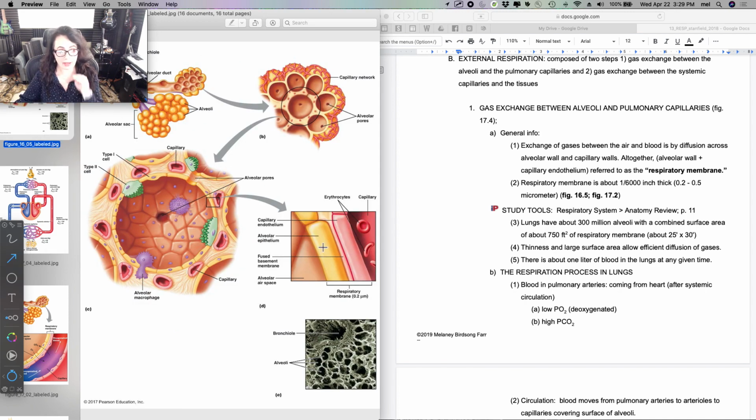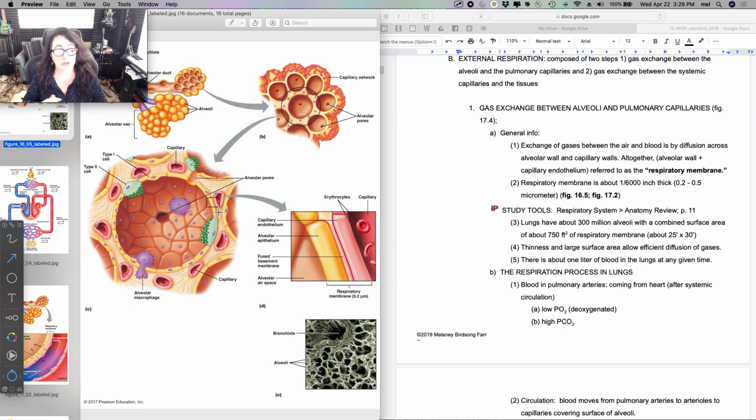So let's look back at that for just a second. The respiratory membrane is this very thin, generally just 2 layers of simple squamous epithelium with a basement membrane in between. This very thin layer that you're looking at right there, and it's about 0.2 to 0.4 micrometers, 1/6000th of an inch thick, so really, really thin.